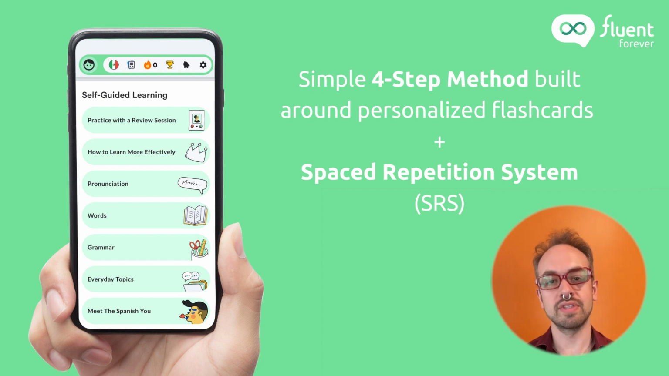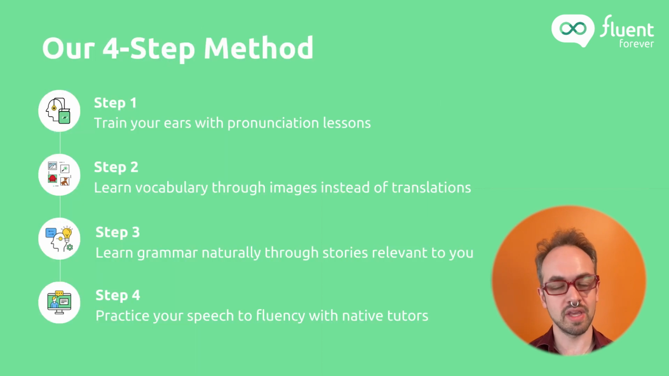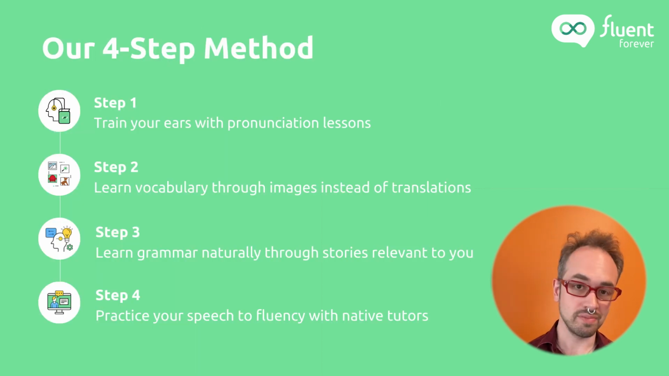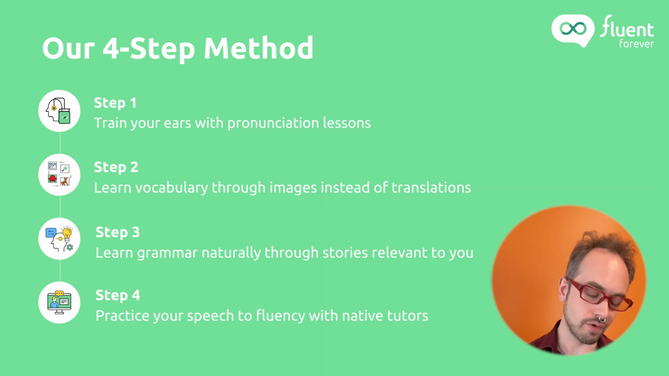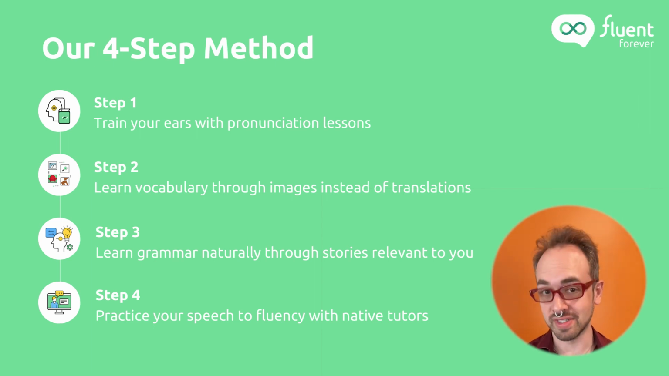In our app, we use this principle along with our four-step method, which is simple. 1, you train your ears with pronunciation lessons. 2, you learn vocabulary through images instead of translations. 3, you learn grammar naturally and intuitively through stories that are relevant to you. And then 4, you practice your speech to fluency using native speakers or native tutors.